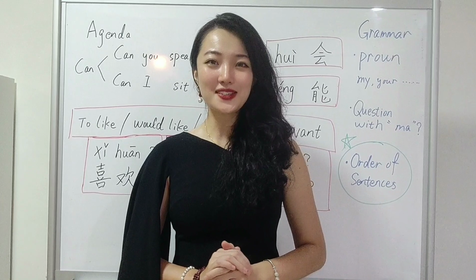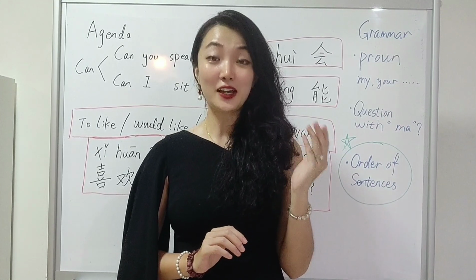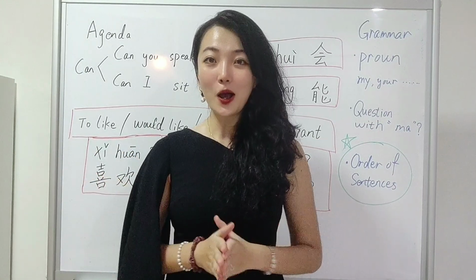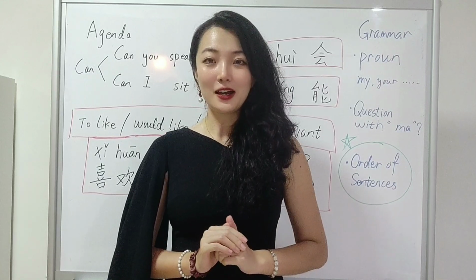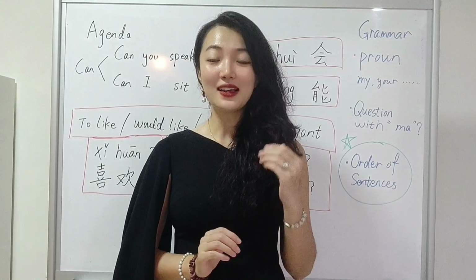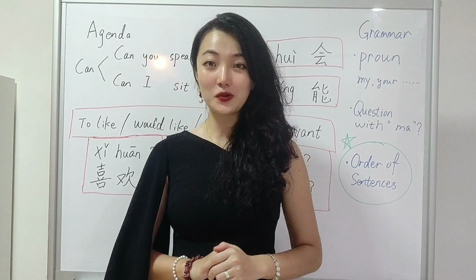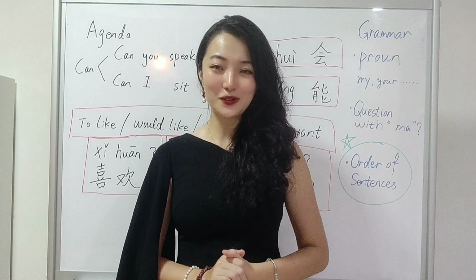Some of my students asked me how to differentiate the can in "Can you speak Chinese?" and the can in "Can I sit here?" Although in English both cans are the same, in Chinese, one is neng, one is hui. So today we're going to solve that question and explain how to differentiate these two.